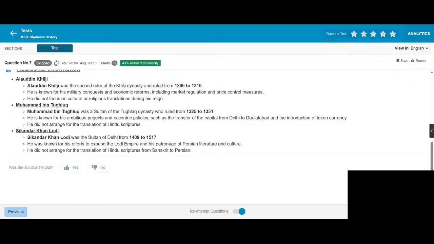Sikandar Khan Lodi was Sultan of Delhi from 1489 to 1517. He was known for his efforts to expand the Lodi Empire and his patronage of Persian literature and culture. He did not arrange for the translation of Hindu scripture from Sanskrit to Persian.